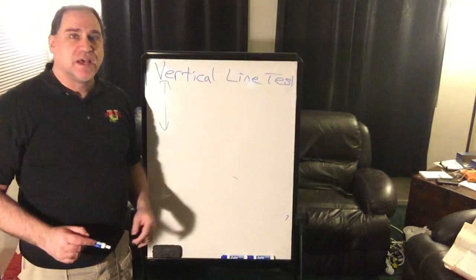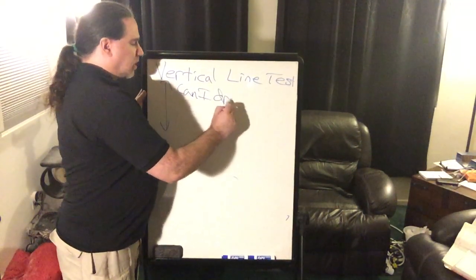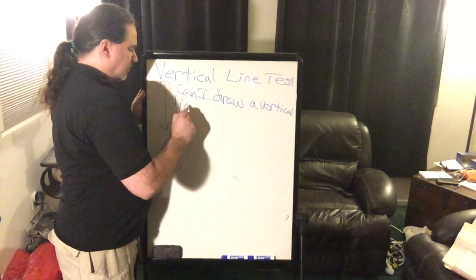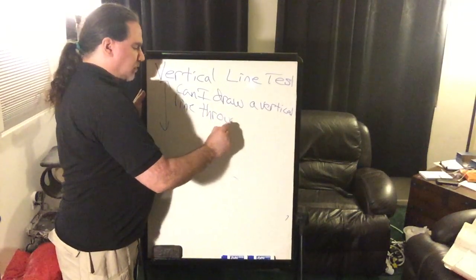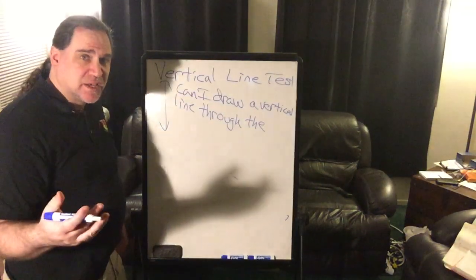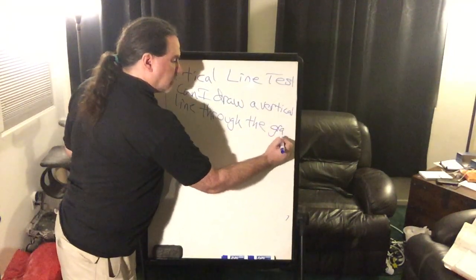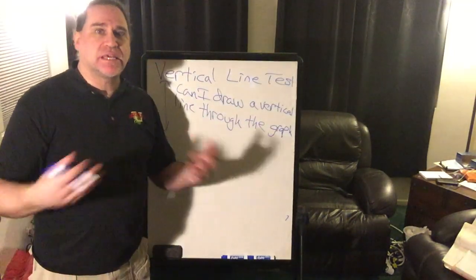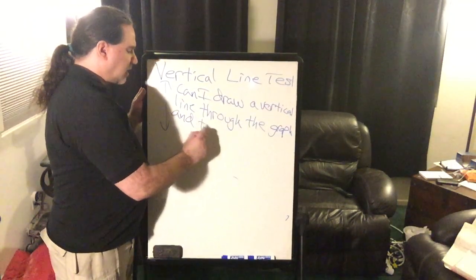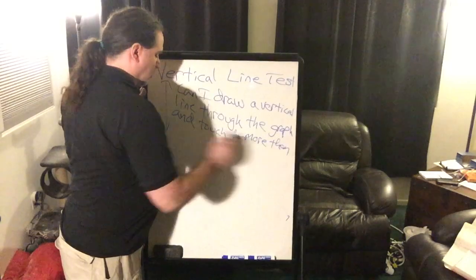Now it's the test. The test is, can I draw a vertical line through the whatever it is. It could be a line, it could be a squiggle, it could be anything. The graph, okay, could be anything on a graph, anything it wants to be. Can I draw that vertical line through the graph and touch it more than once?